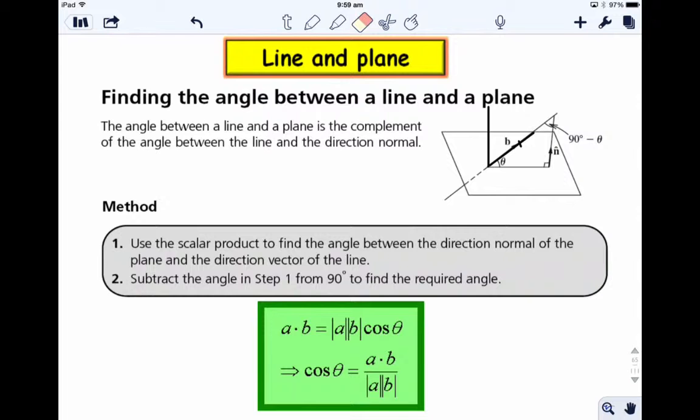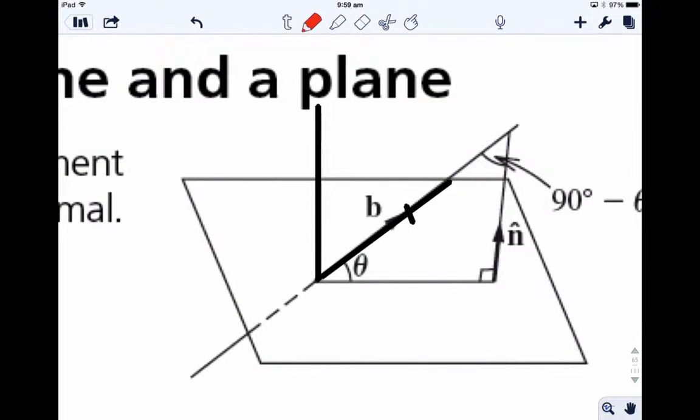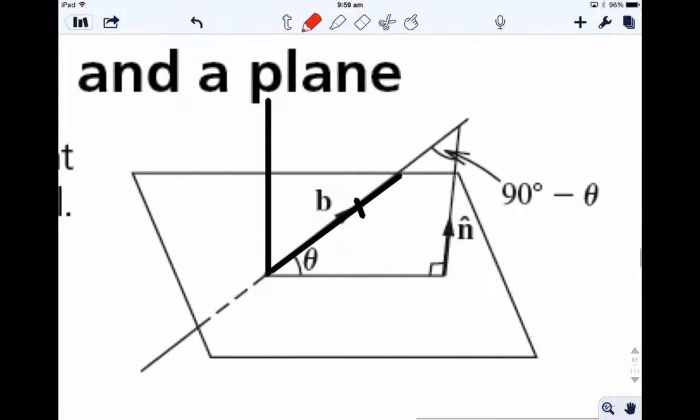First of all, the angle is pretty simple. We've got a line coming in here and we want to know what, in this case, is theta, the angle between the line and the plane. The way that we do this is that we find out the angle between the normal to the plane and the direction of the line, which is this angle here, and then just recognize that the relationship between this angle and theta is that they both add to 90 degrees.